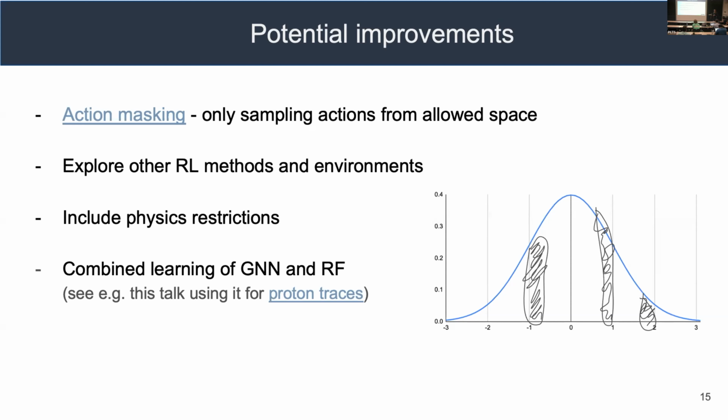I think also including more physics restrictions, putting more domain knowledge into this thing, would probably help. And another thing that could be interesting would be to combine the reinforcement learning and the graph neural nets, so maybe have a shared loss function somehow. That's something that has been explored, even for particle tracking. There was a good talk quite recently that you can have a look at, that does that for a slightly simpler problem. But they got some interesting results from that. So that could also be interesting.